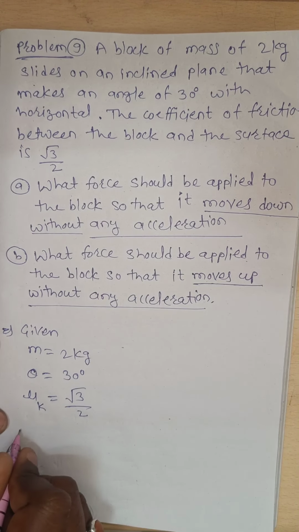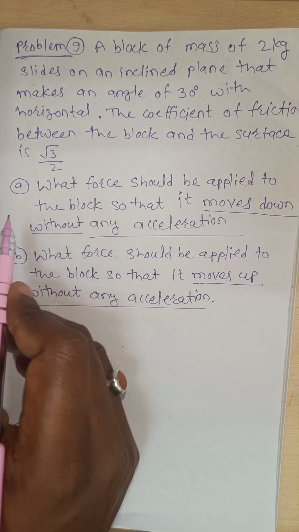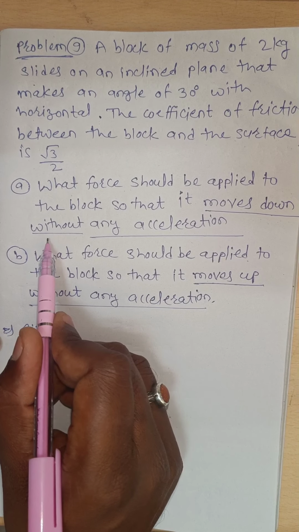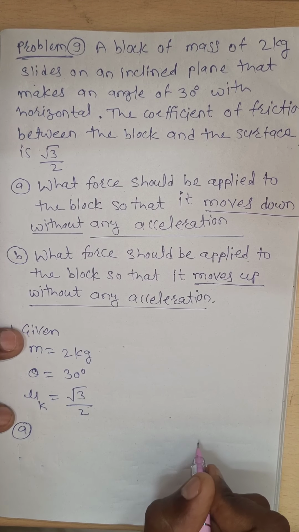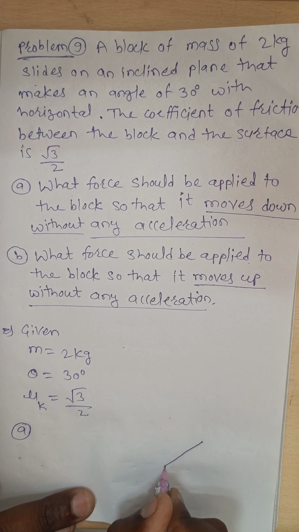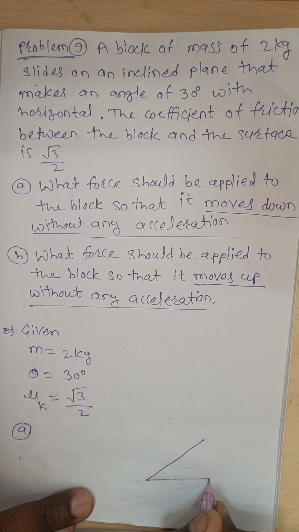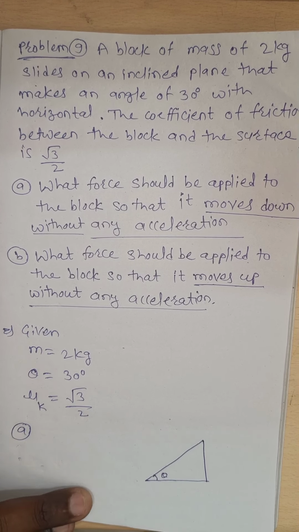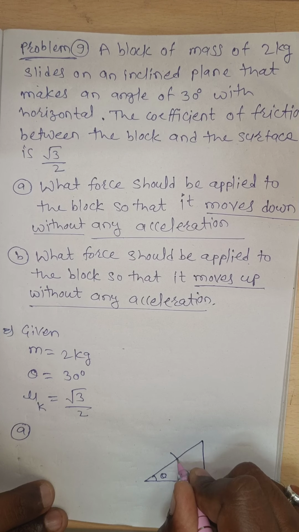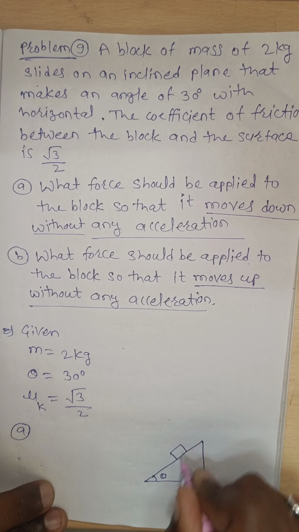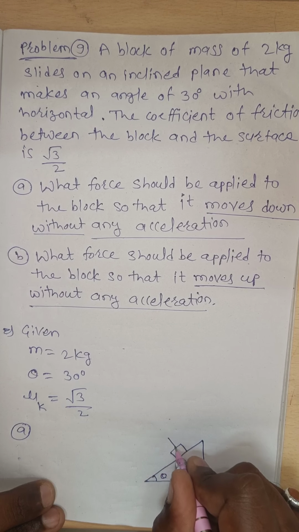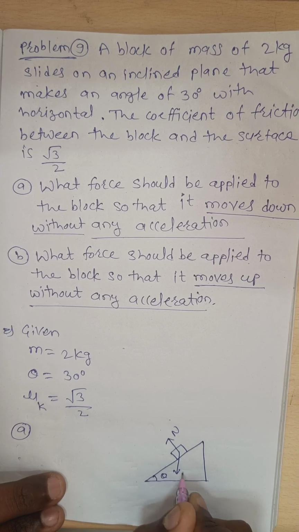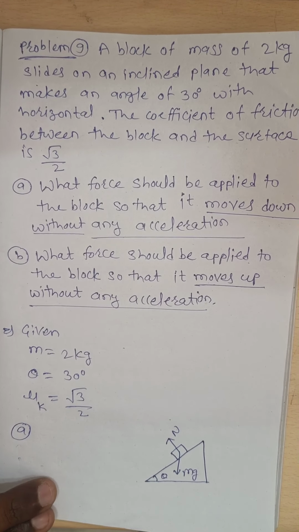Now the first question: what force should be applied to the block so that it moves down without any acceleration? First draw the figure. One object is on an inclined plane. This is the inclined plane and this is angle theta. The object is placed on that inclined plane. On that object there is the normal reaction force, normal to the surface, and downward, the gravitational force.